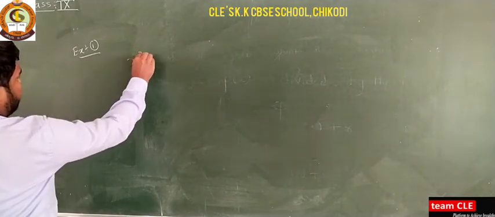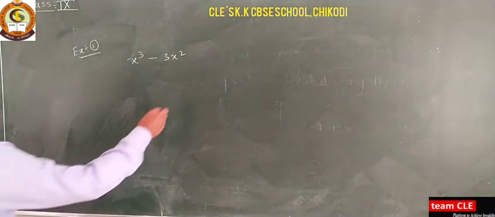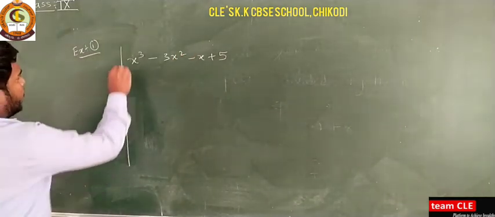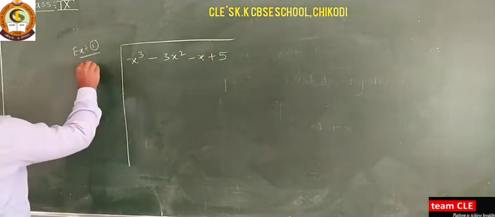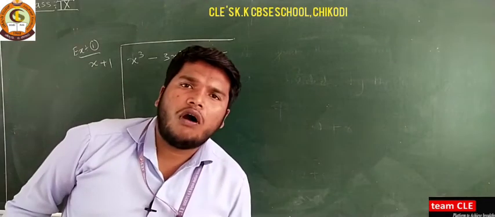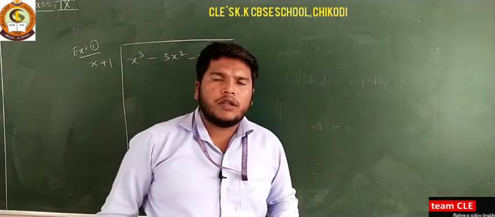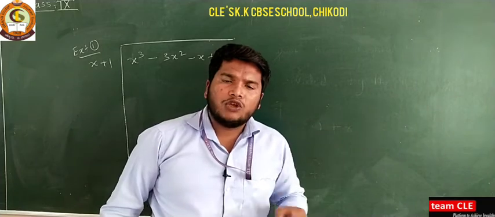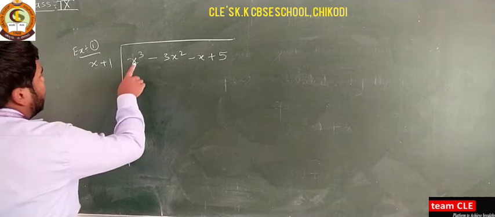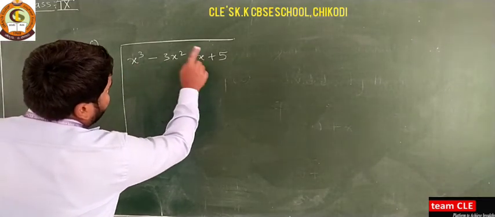That is x cube minus 3x square minus x plus 5. I divide this with x plus 1. So this is what I am doing, this is factorization of polynomials. There are two methods, one is factorization of the polynomial, or one more method where we can substitute directly using the remainder theorem. So here, I am solving by the factorization method. So this is x cube minus 3x square minus x plus 5.